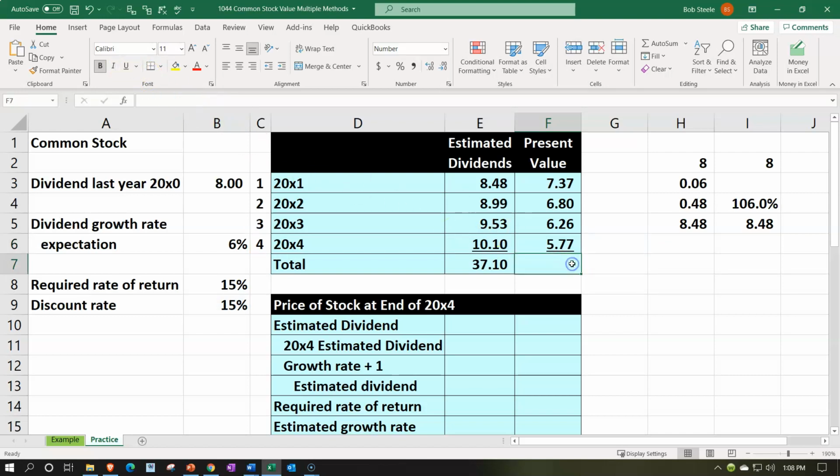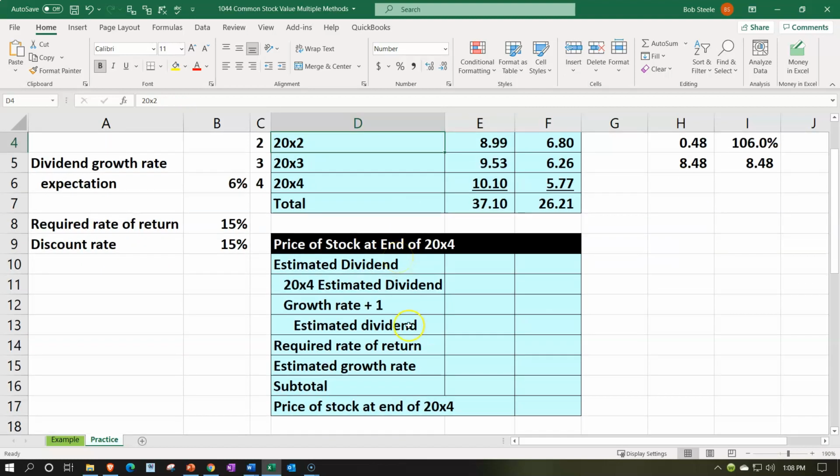Summing this up then, if we take the sum of these items, we're saying this 26.21 is about the present value of 4 years out of the stream that we expect in terms of the dividends. So now let's think about the other side of things, the price of the stock at the end of 2000 X4. So there's two components here. There's the dividend component and then the growth of the stock. So taking that into consideration, let's first think about the estimated dividend.